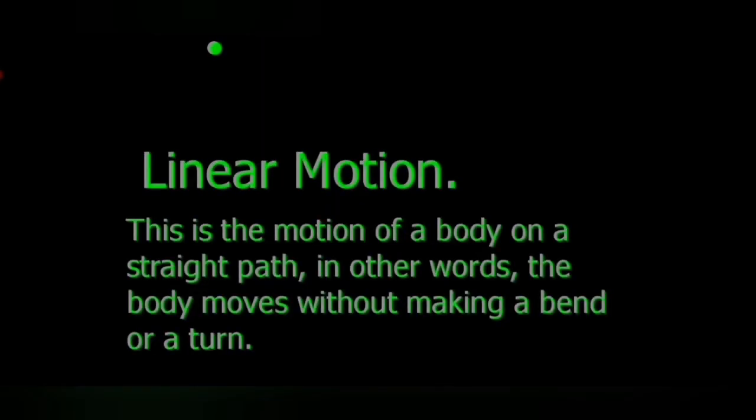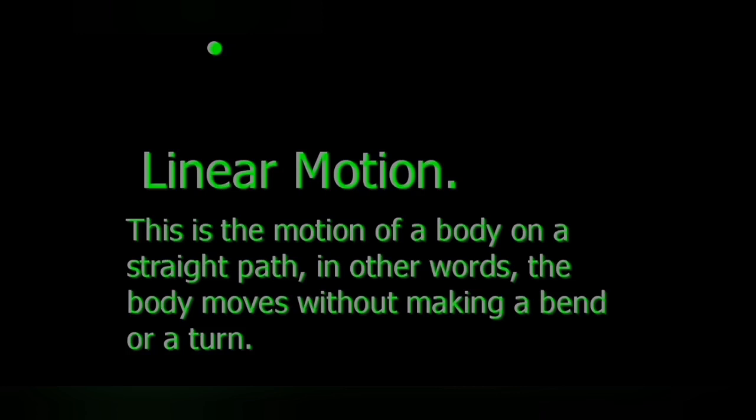The motion of a body is said to be linear if it moves on a straight path. In other words, the body moves without making a turn or a bend. For example, consider a car moving along a straight path. The car, as long as it doesn't make a turn or a bend, will be considered as moving in linear motion. Also consider the case of students or people running a 100-meter race.